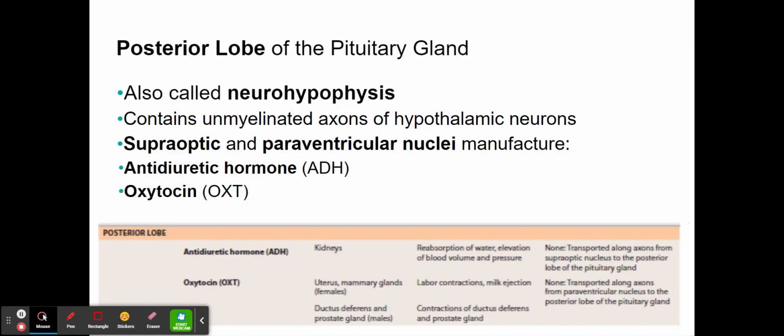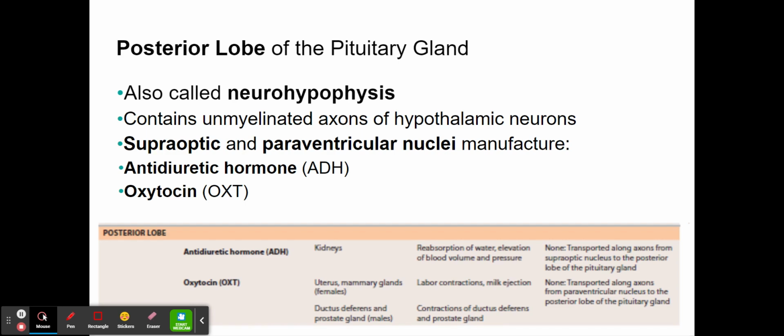So the posterior lobe of the pituitary gland, also known as the neurohypophysis, contains the axons of the hypothalamic neurons. Neurons of the supraoptic and the paraventricular nuclei manufacture antidiuretic hormone, ADH, and oxytocin, OXT, respectively. These hormones move along axons in the infundibulum to axon terminals, which end on the basement membranes of the capillaries in the posterior lobe. They travel by means of axoplasmic transport.